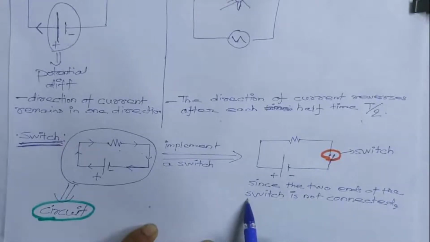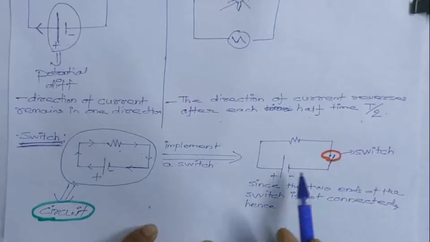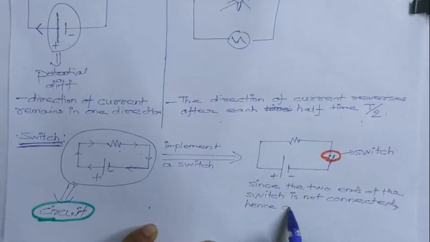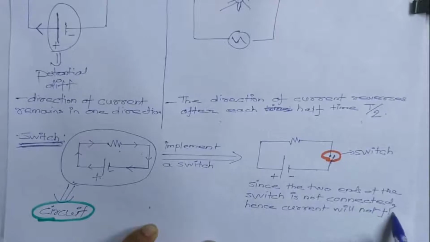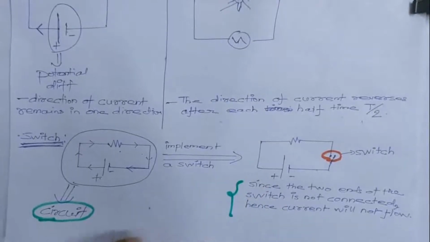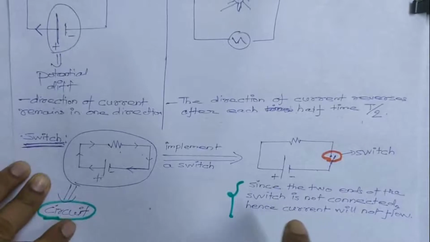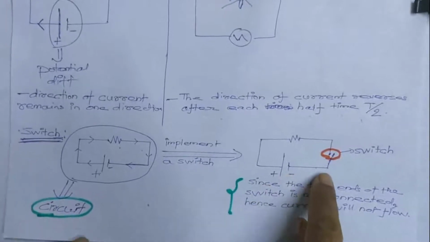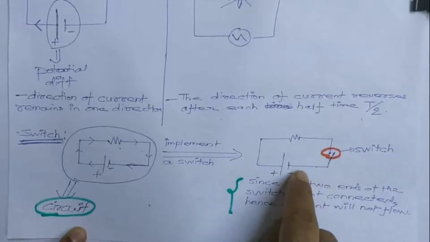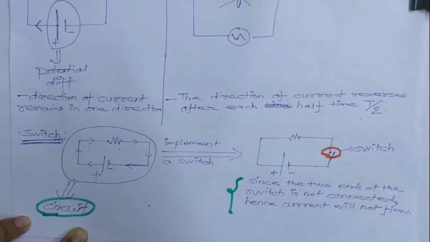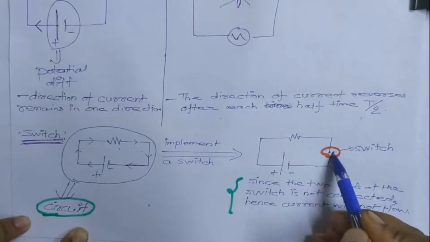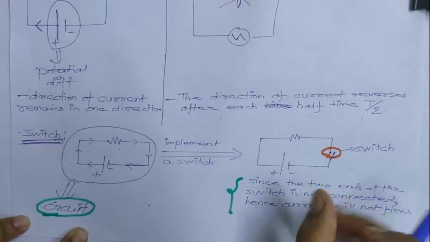current will not flow. Current means electric current. This you need to understand. When current flows in a circuit, in order to flow current in a circuit, it is essential that the circuit is intact, means there is no breakage. But see here, there is a clear cut breakage. The two ends of the switch are not connected, not closed.